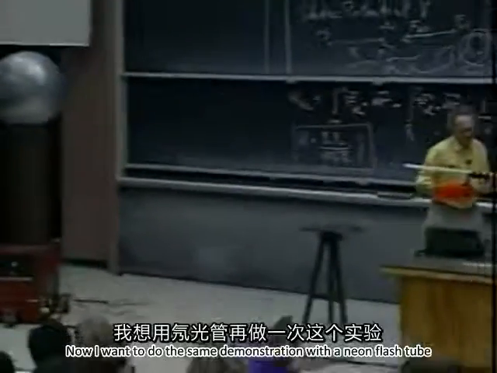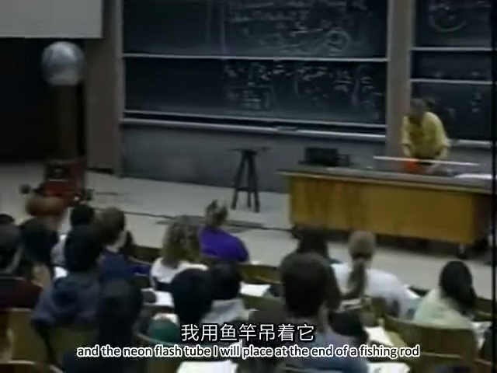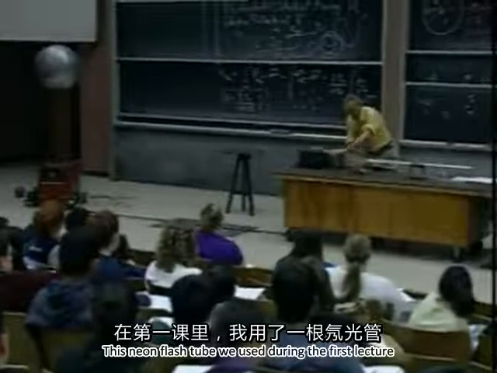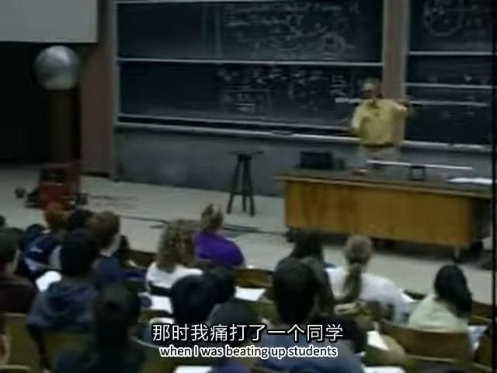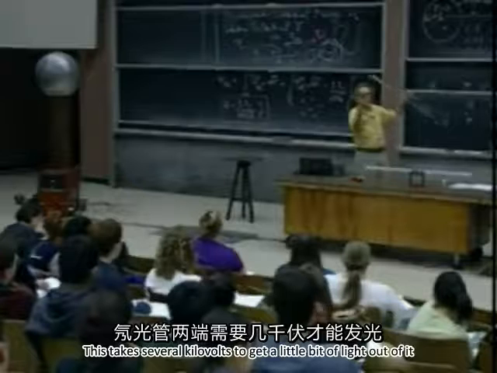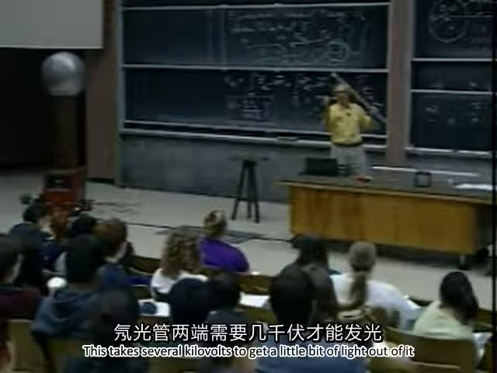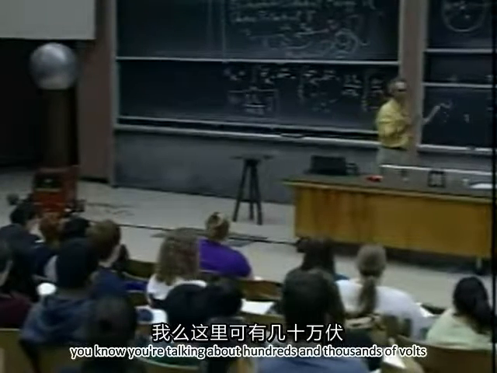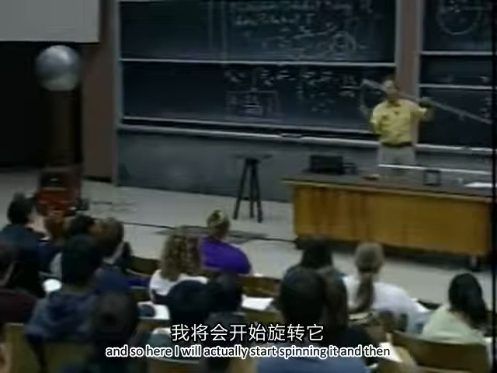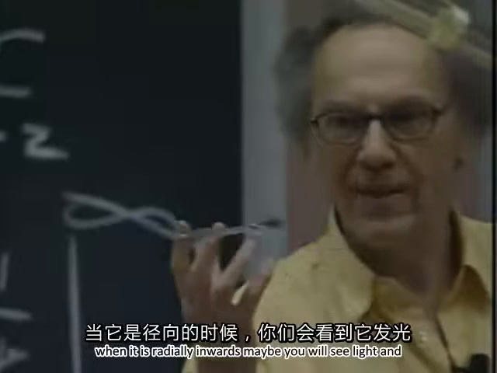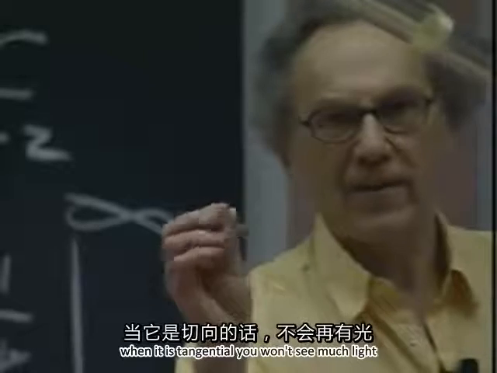Now I want to do the same demonstration with a neon flash tube. And the neon flash tube I will place at the end of a fishing rod. This neon flash tube we used during the first lecture when I was beating up students, but I've learned not to do that anymore. This takes several kilovolts to get a little bit of light out of it from one side to the other. Well, that's duck soup for the Van de Graaff. You know, you're talking about hundreds and thousands of volts. And so here I will actually start spinning it, and then when it is radially inwards, maybe you will see light, and when it is tangential, you won't see much light.